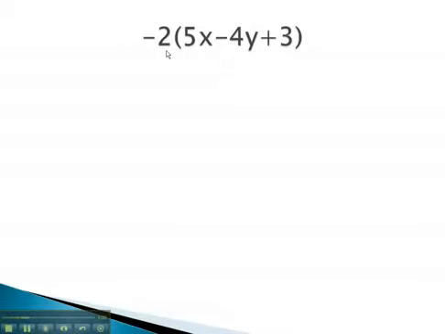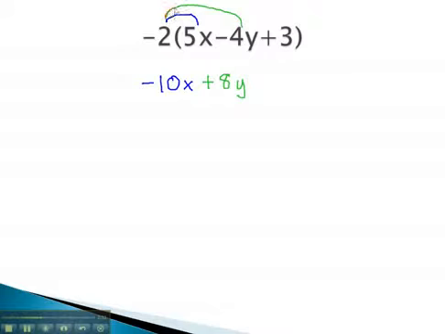In this problem, we have the negative 2 in front of the parentheses. So we're going to take that negative 2 and multiply him by each term inside the parentheses. First, we will start with the negative 2 times the 5x. Negative 2 times 5 is negative 10 x's. Next, we will multiply the negative 2 by the next term, negative 4y. Negative 2 times negative 4 is positive 8 of these y's.